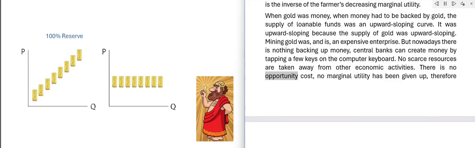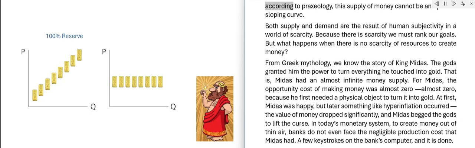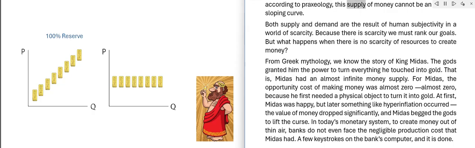There is no opportunity cost, no marginal utility has been given up, therefore according to praxeology, this supply of money cannot be an upward sloping curve. Both supply and demand are the result of human subjectivity in a world of scarcity. Because there is scarcity, we must rank our goals. But what happens when there is no scarcity of resources to create money?